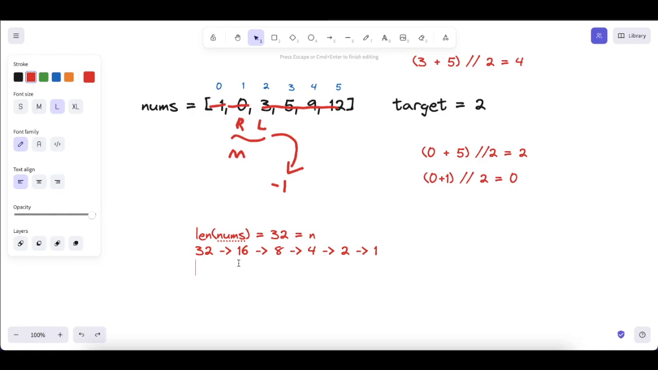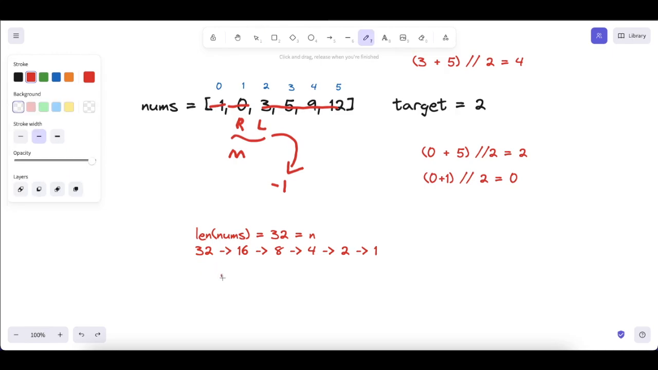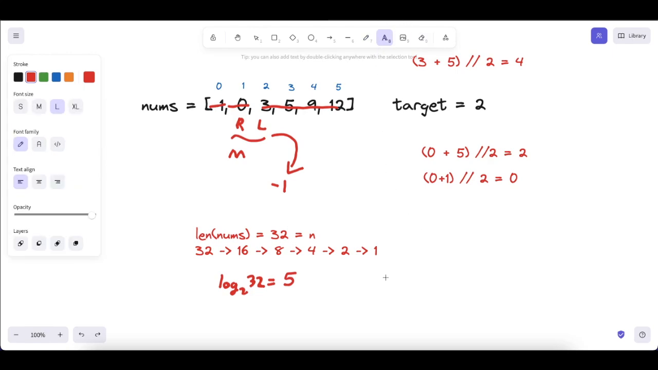Now, another way of saying the amount of times we can halve 32 is the same as saying that we're taking the log in base 2 of 32, which is in fact equal to 5 because 2 to the 5th is equal to 32. And so as we can see in this case, our runtime was log in base 2 of 32, but the general case for any array would be that the time complexity would be log in base 2 of n.